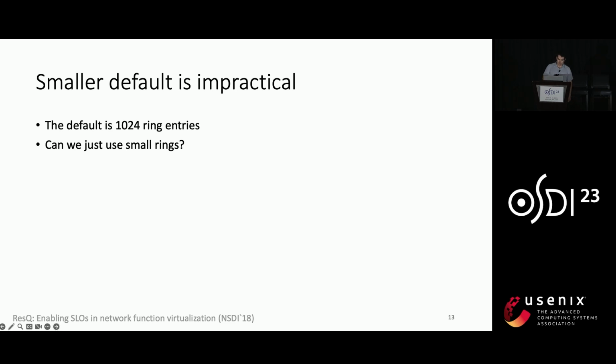So since the ring size today is 1,000 entries, and we saw that smaller rings improve performance, should we just use small rings to solve this problem? We find that small rings are impractical, as we show next.